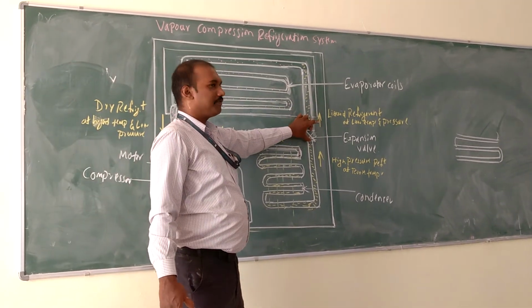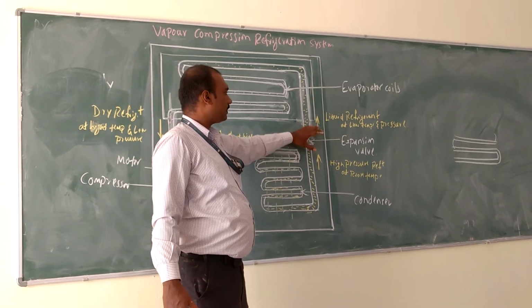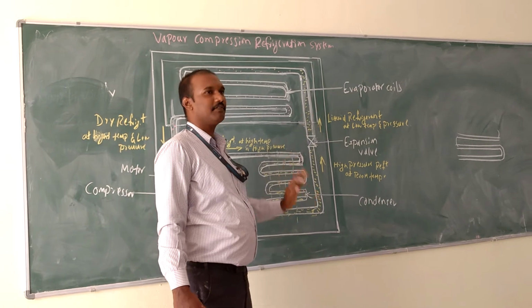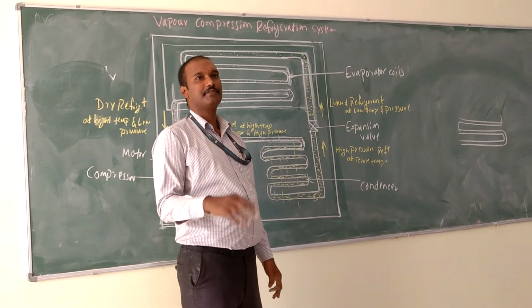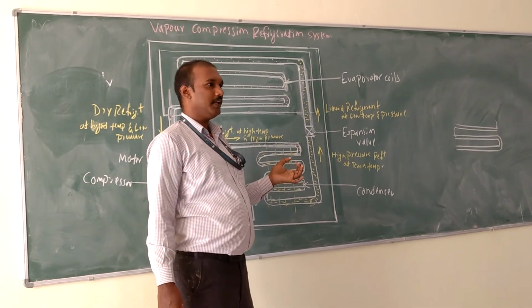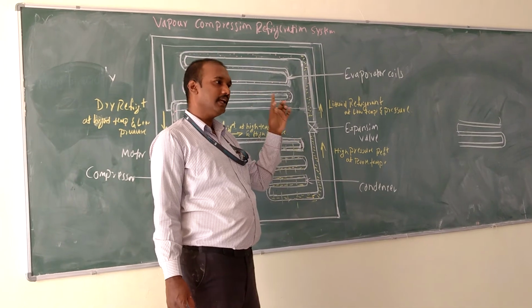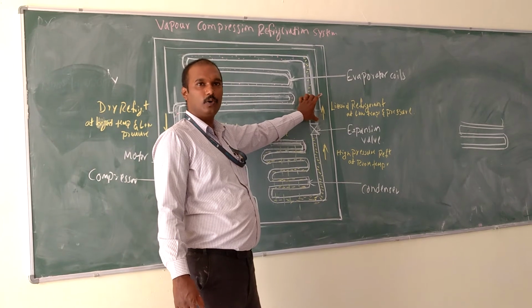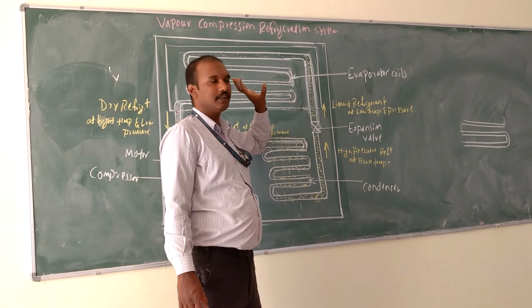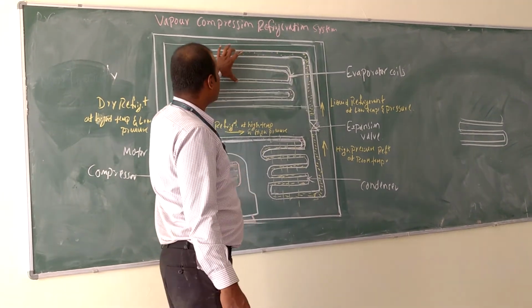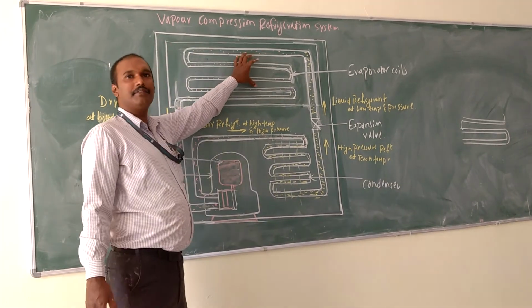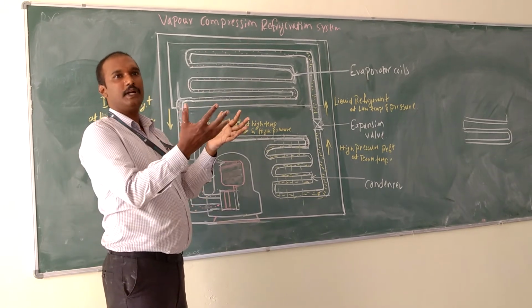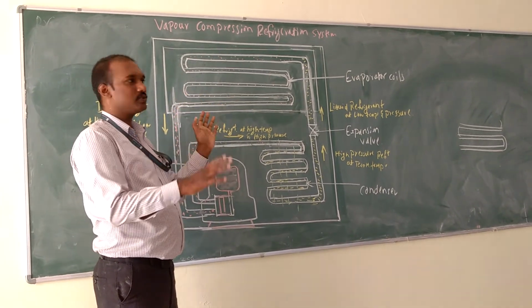I'll start from the expansion valve. After the expansion valve, what is the condition of the refrigerant? Low temperature, low pressure, liquid refrigerant. Then when it passes to the evaporator coil, the liquid refrigerant will become what? The vapor refrigerant. When heat is added to the liquid refrigerant, it will become vapor.